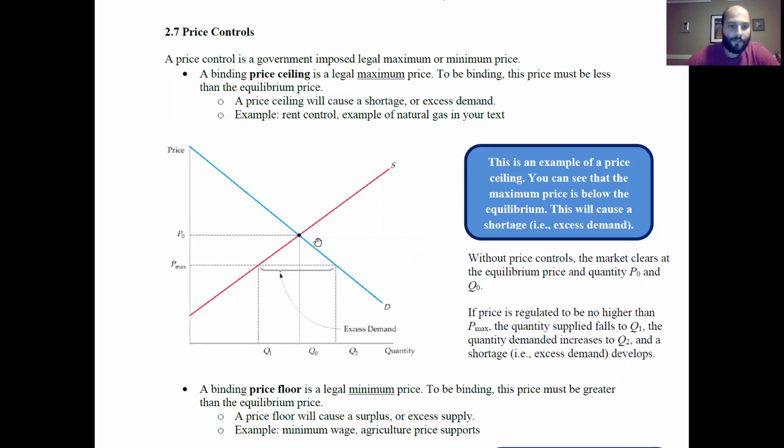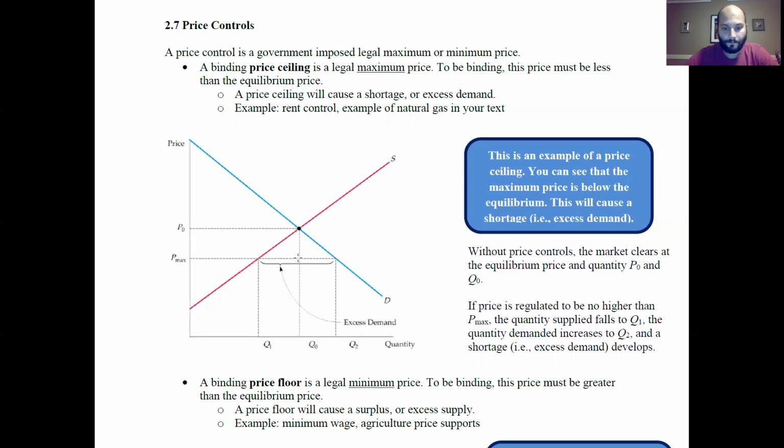All right, what would happen if the price ceiling was up here? You know, suppose the market equilibrium is $1,000 and the government says you can't sell apartments for more than $1,500. The price is already below that, so this is what we would call a non-binding price ceiling. And to be binding, the maximum price has to be below what the price already is, otherwise it doesn't make a difference in the market.